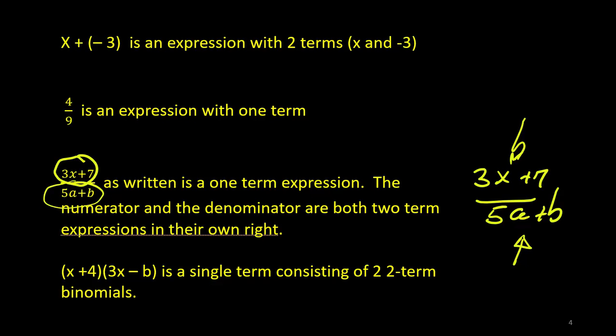Finally, at the bottom of the page, (x plus 4) in parentheses times (3x minus b) is a single term consisting of two-term binomials. Something written like this, 3x minus b, is a binomial. It has two parts, the x term and the b term. Binomial stands for two parts, two names.